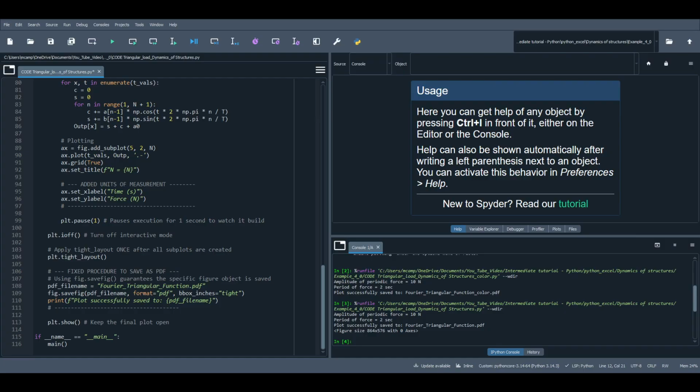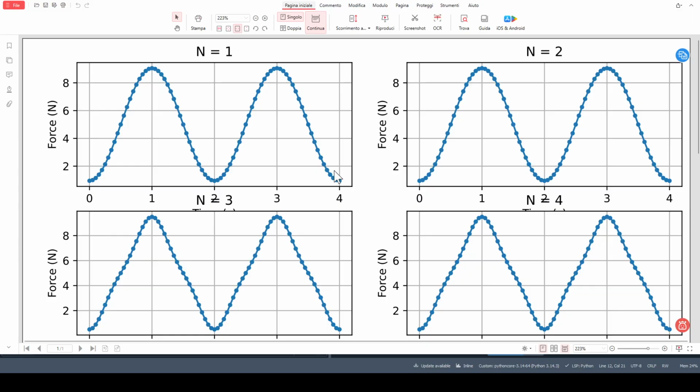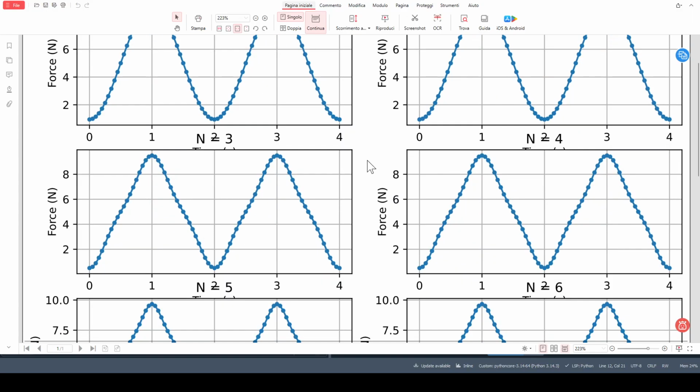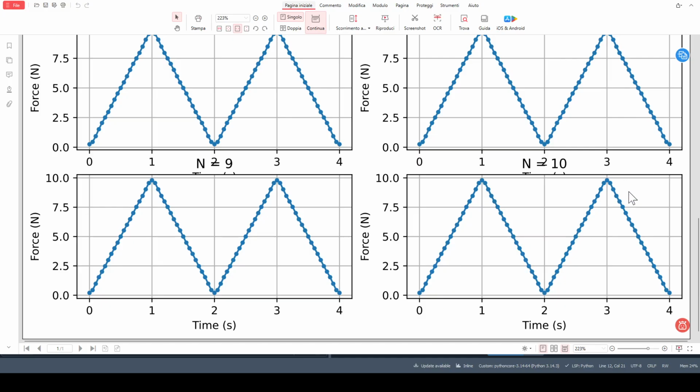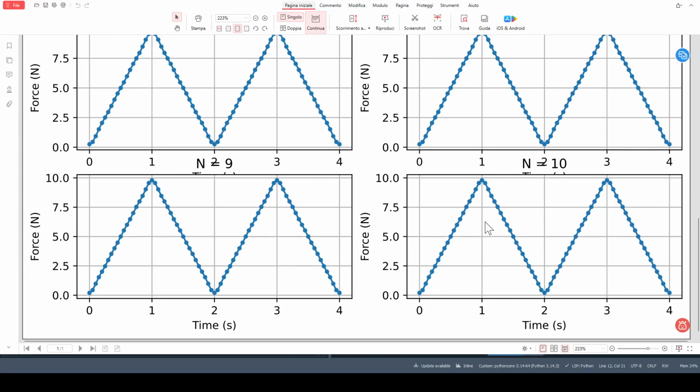We can see the output of this Python code. You can see here there is the harmonic. In the case of n equal 1, it is a harmonic curve, and after there is the case for n equal 2, 3, 4, and finally 10, when the reconstruction with the Fourier series gives the triangular force, where in this graph the time is on the axis X and the force on the axis Y. So we can see as we increment n, the curve becomes more similar to a triangle.